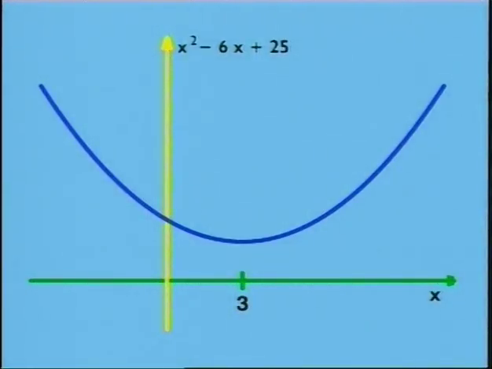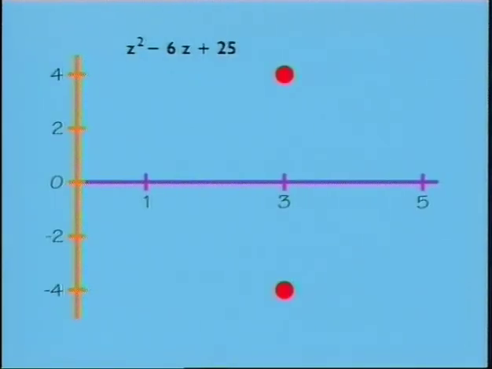This is the graph of x squared minus 6x plus 25 for real numbers x. Now the graph doesn't cross the horizontal axis, and as you found earlier in the chapter, that means that the corresponding complex polynomial, z squared minus 6z plus 25, has no real roots. On the other hand, you did find that it has two complex roots. They're shown on this Argand diagram as the complex conjugate pair 3 plus 4i and 3 minus 4i.